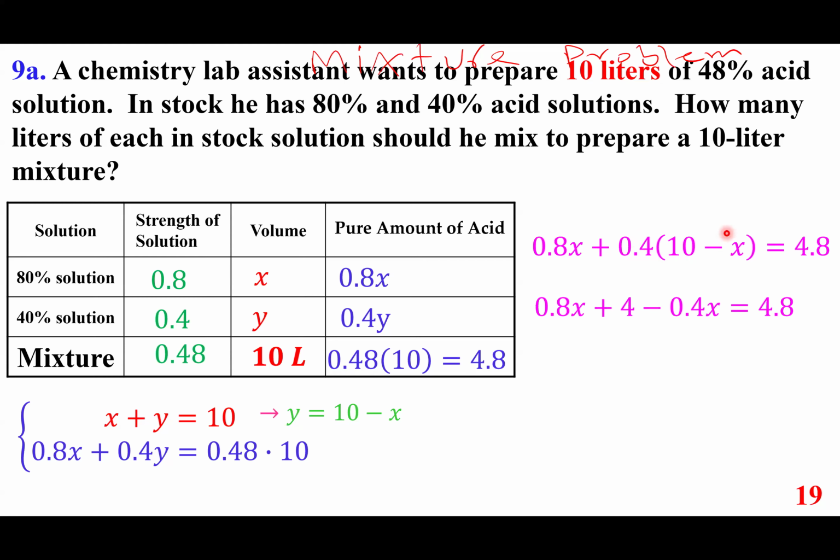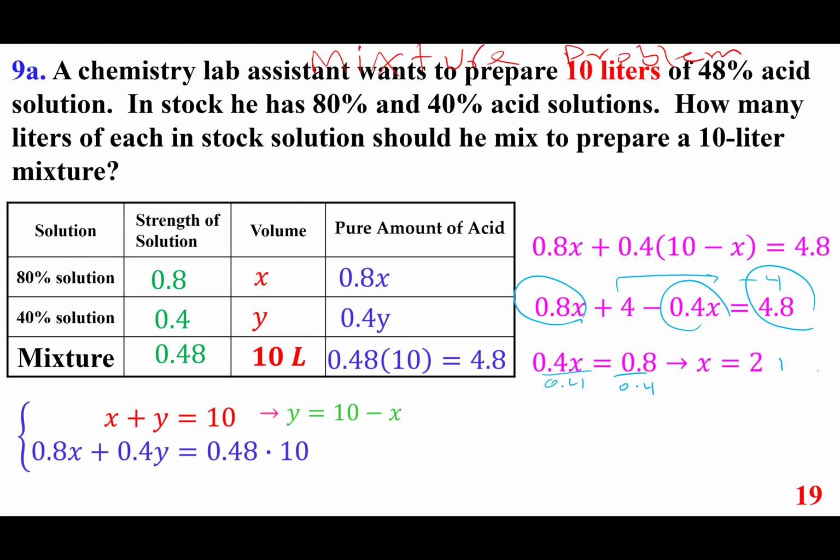We put things together. These two add up to 0.4x. Subtract 4, you get 0.8. Divide by 0.4, and you get 2 liters.